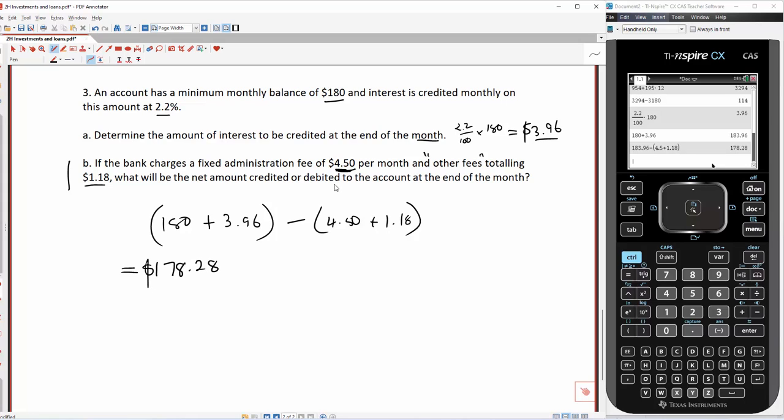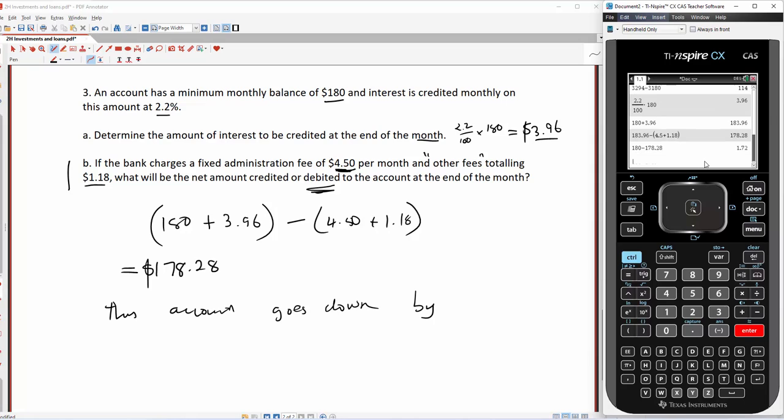So the net amount credited or debited to the account at the end of the month: actually this account goes down by, let's work it out, it had $180 and we're removing $178 from it. It goes down by $1.72. That's bad.